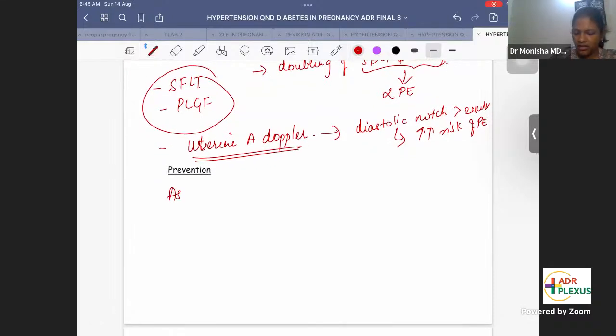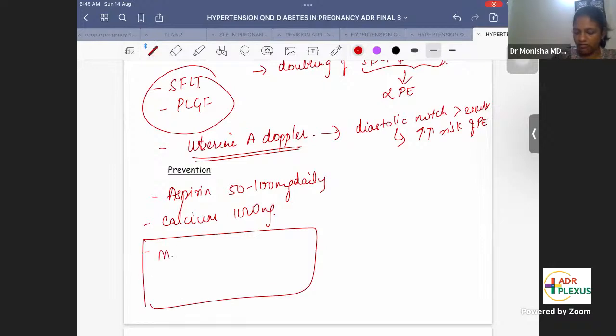How do you prevent it? Prevention, there are a lot of things advised, but remember, the one thing that has been proven is aspirin, which you give at a low dose, 50 to 100 milligrams daily. Another one is calcium. Another very new thing that has come up is metformin.